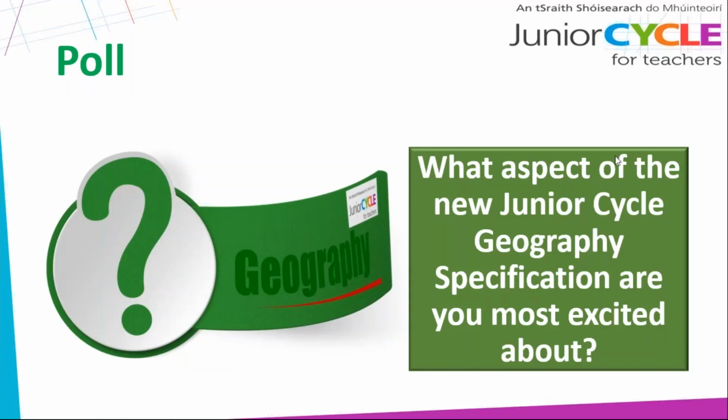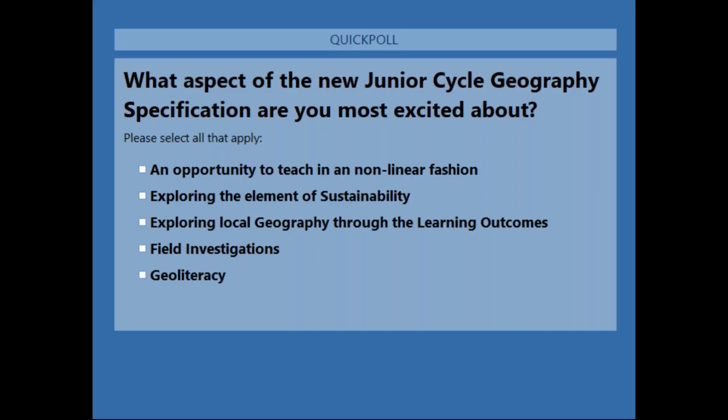We would like to encourage your contributions during this webinar. So we're going to ask you to participate now in a short poll to answer the question that's appearing on the screen. The question is, what aspect of the new junior cycle geography specification are you most excited about? So you can see the options on your screen now. They are an opportunity to teach in a non-linear fashion, exploring the element of sustainability, exploring local geography to the learning outcomes, field investigations, and geoliteracy. Take a moment to complete the poll.